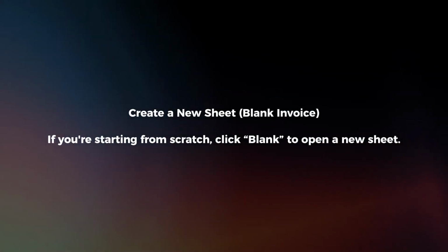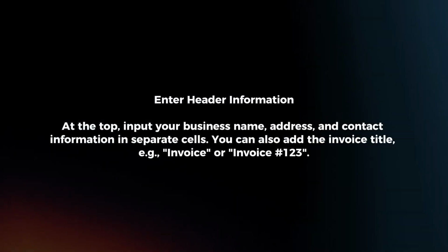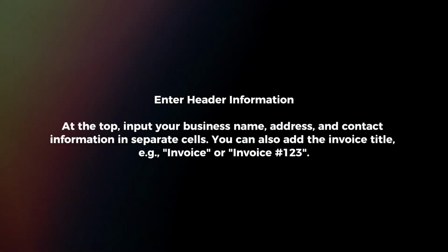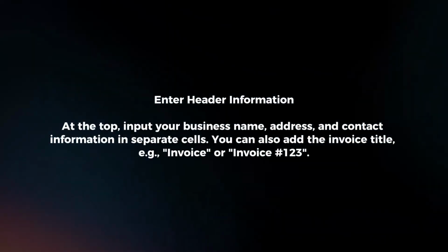Create a new sheet. If you're starting from scratch, click blank to open a new sheet. Enter header information. At the top, input your business name, address, and contact information in separate cells. You can also add the invoice title.